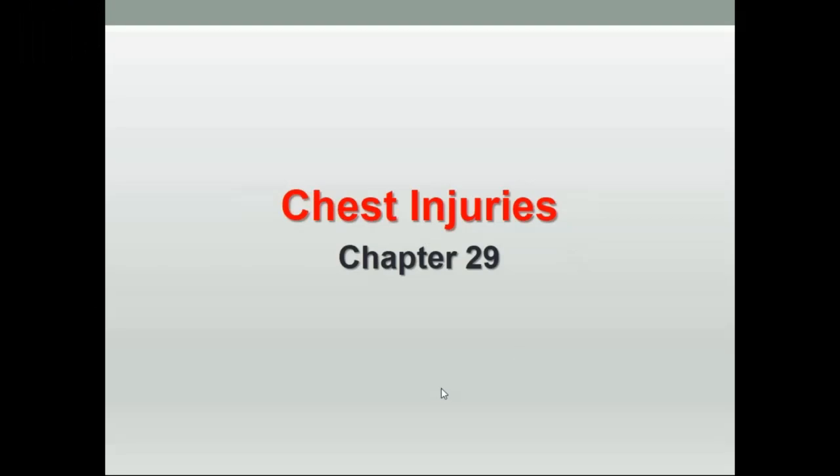Chest injuries are a major finding in trauma.